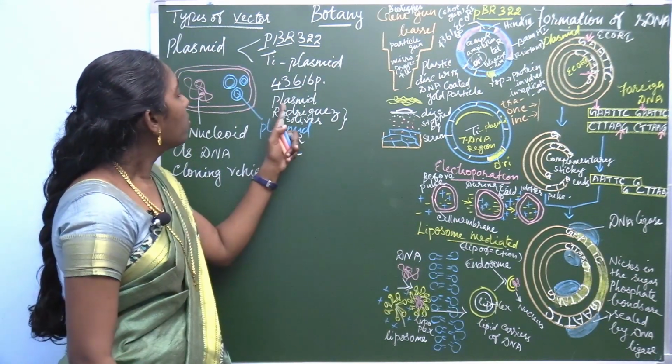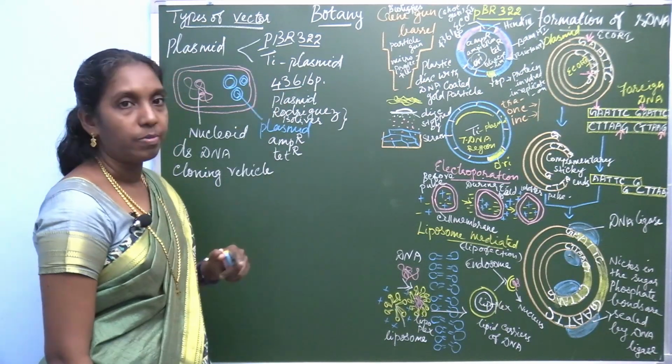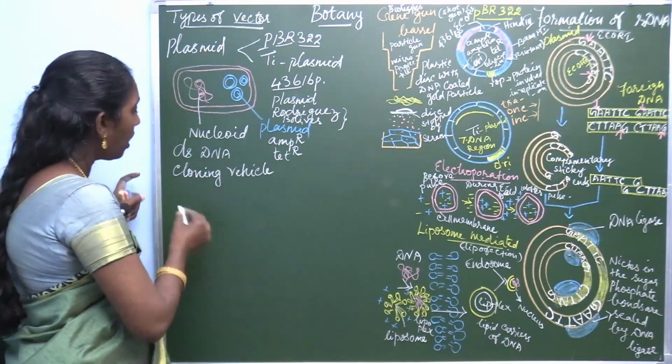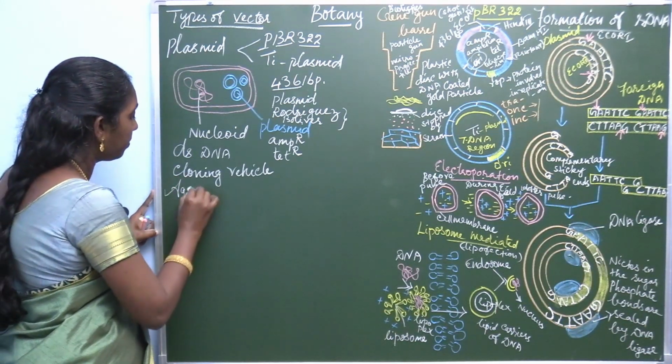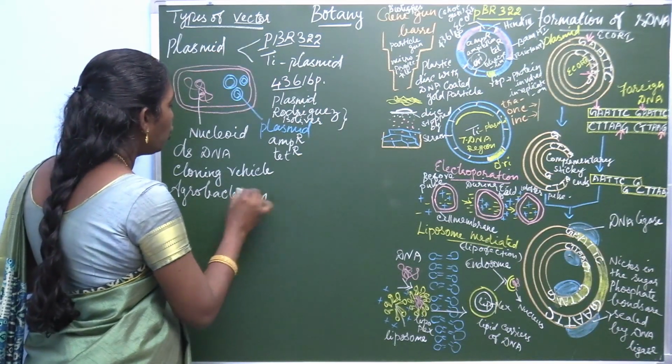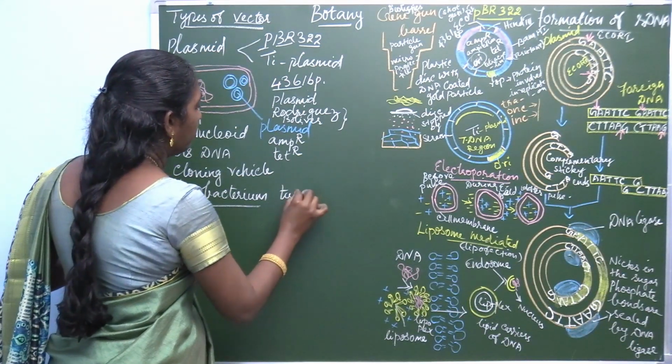Another plasmid is the TI plasmid. This plasmid is found in Agrobacterium tumefaciens.